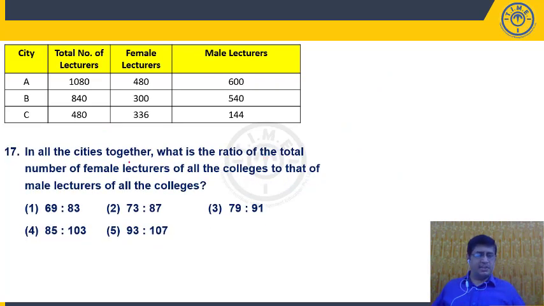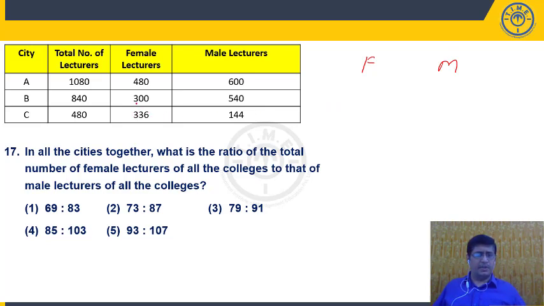In all the cities together, what is the ratio of the total number of female lecturers of all the colleges to that of the male lecturers of all the colleges? Here we need all the cities and all the colleges. Now what is the female lecturers and the male lecturers? So what is the female value? Just add all the values.